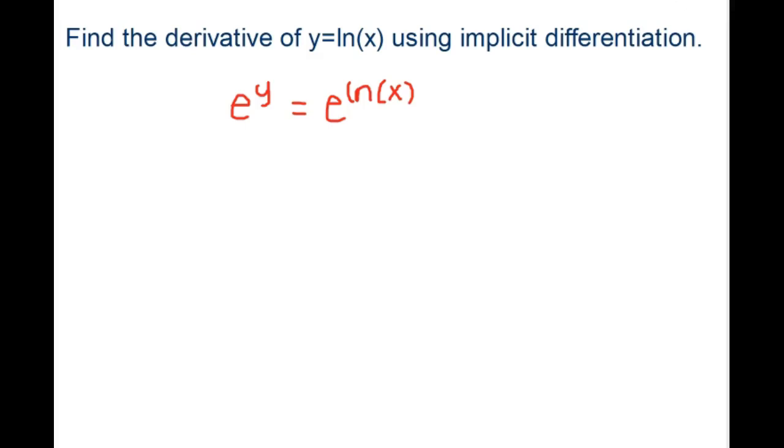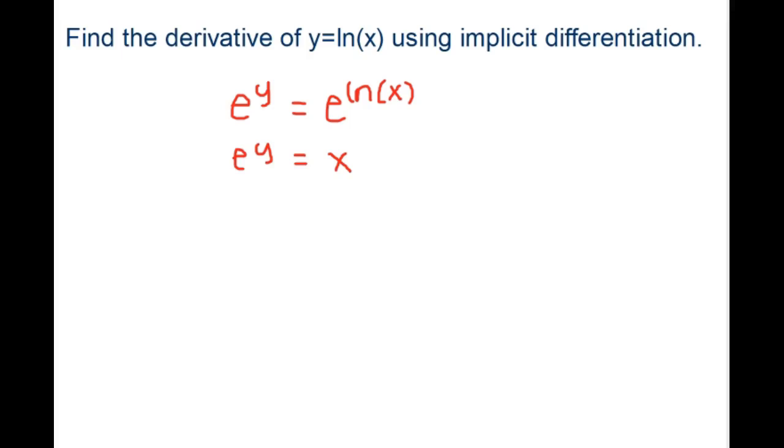And then after you did that, you know that e and natural log are inverses of each other. So what we could do at that point is cancel the e and the ln, and you get e to the y equals x.